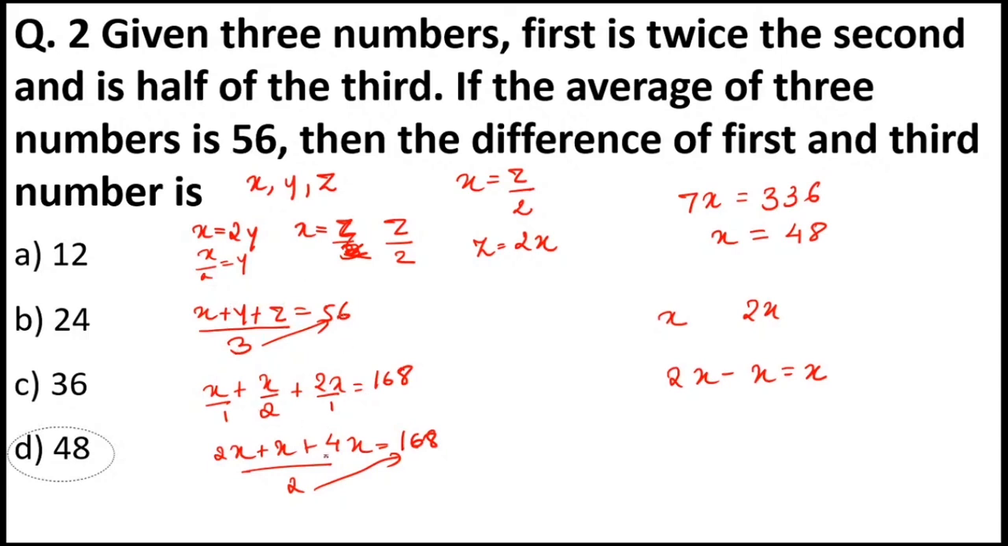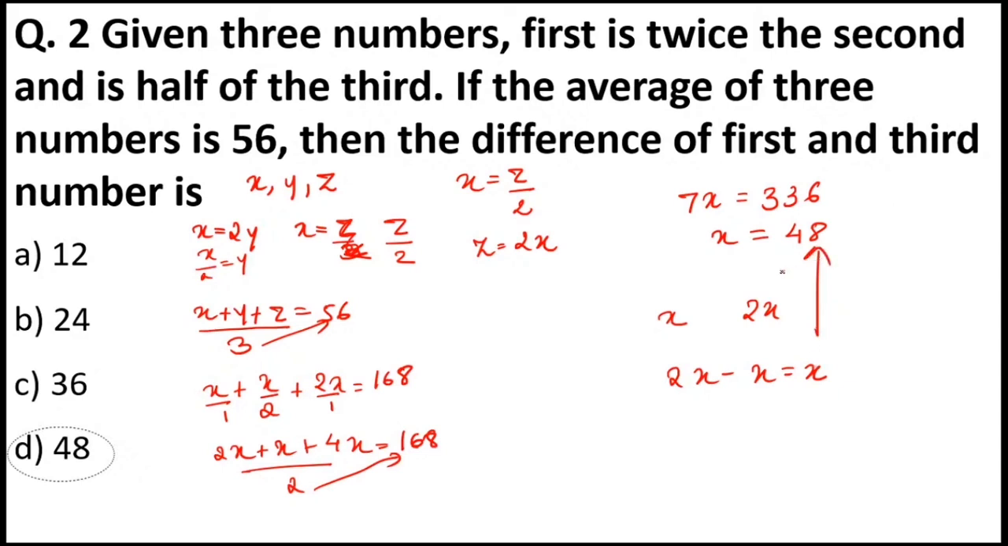So I just took the LCM over here of these numbers, some cross multiplication, and then I applied what was asked in the question, the difference between the first and the third number. The difference is 2x minus x, and the value of x we got from here. So the value of x is 48. That is why D is the right answer.